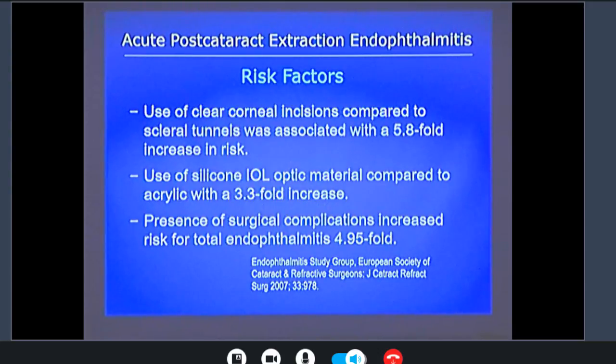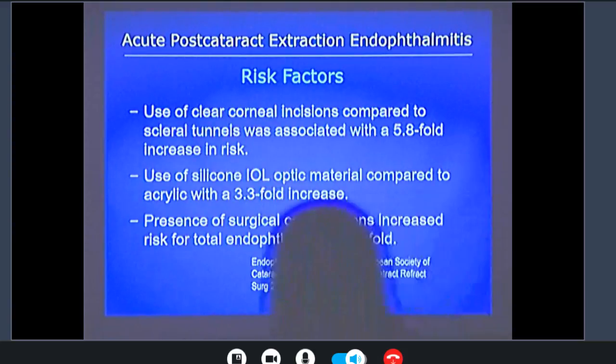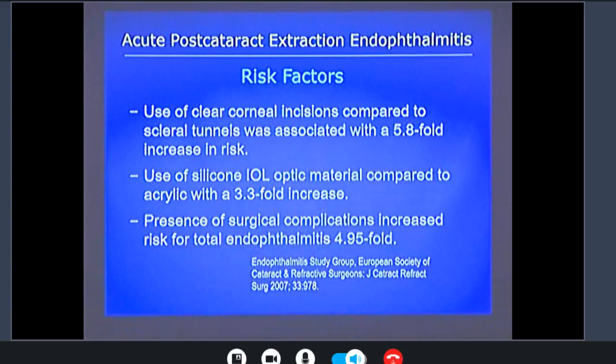Don't leave the cornea without suturing. Now, if you look at the type of the intraocular lens, silicon intraocular lens optic material compared to acrylic was associated with increased risk. So we should not use silicon intraocular lenses. I looked at the literature. There is no reason for this. But the use of silicon intraocular lens was associated with increased risk about 3.3-fold compared to acrylic intraocular lens.